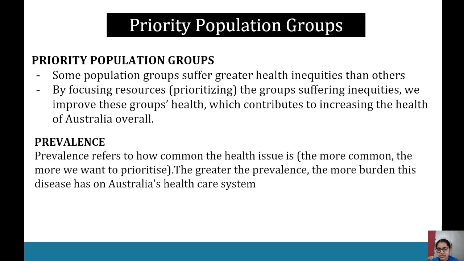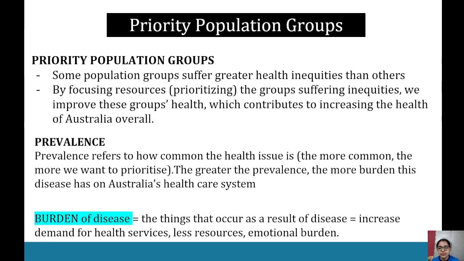Now, let's look at prevalence. Firstly, prevalence refers to how common the health issue is. And the more common it is, the more we are going to focus on it and we'll want to prioritize it. The greater the prevalence, the more burden of disease it's going to have on the Australian healthcare system. So remember, burden of disease is the thing that occurs as a result of disease. So if you've got the disease, the burden of disease includes increased demand for health services. There are less resources available. There's obviously an emotional burden, and we'll talk a lot more about this when we look at the costs to individuals and communities.